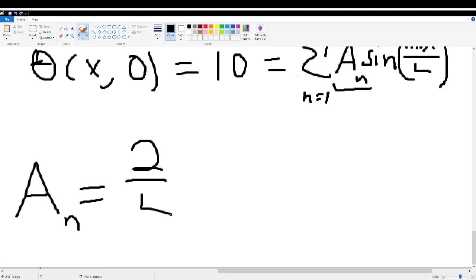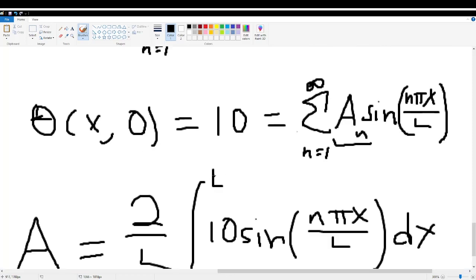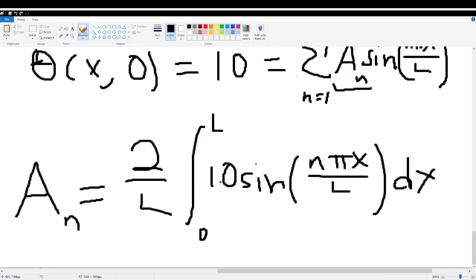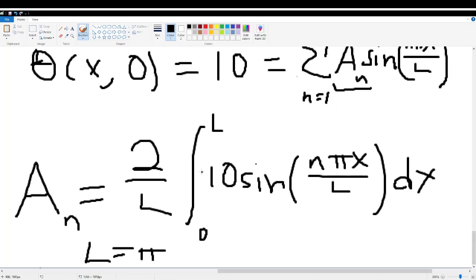2 over L integrated from 0 to L of our function, which is 10, times sine of n pi x over L. Cool? I think cool. Now, dx, never forget your dx. Now, there's one thing that I'll do to make this problem just a little bit easier. Why don't we set our L to be equal to pi, right? That way, this pi is going to cancel, and over here, these pi's are going to cancel. It's just going to make our problem look a little bit nicer.